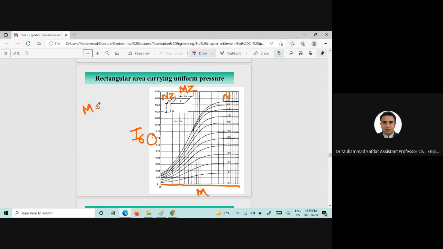So if you want to find out the M and N, sorry, it's B. If you interchange these two, for example, if you write that N is equal to L by Z or M is equal to B by Z, it doesn't matter because you will get the same value of I sigma.